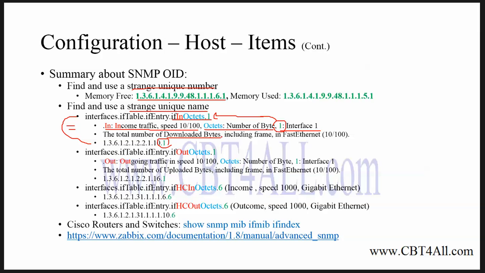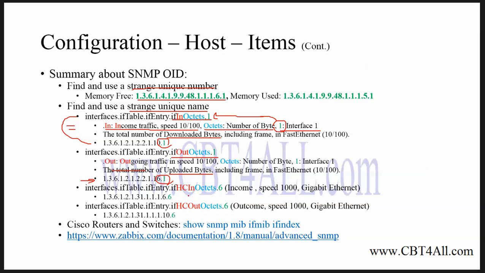In the same way, if you want to talk about outgoing traffic or upload, you can use interface out octet 1. It means the total number of uploaded bytes, including frames, in fast Ethernet, and this is the OID strange name. And again, this part means interface 1. But the new generation of routers and switches has no idea about fast Ethernet. They only support gigabit Ethernet.